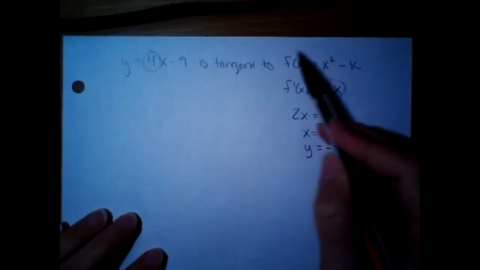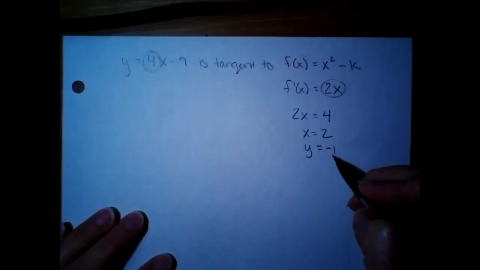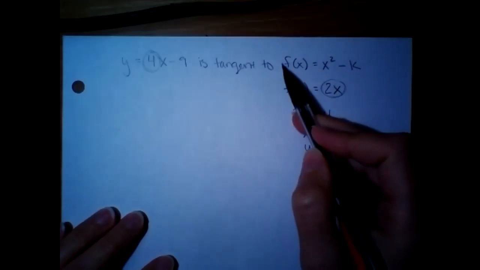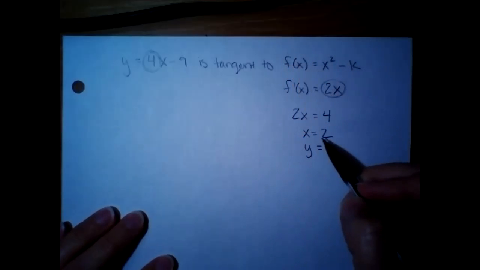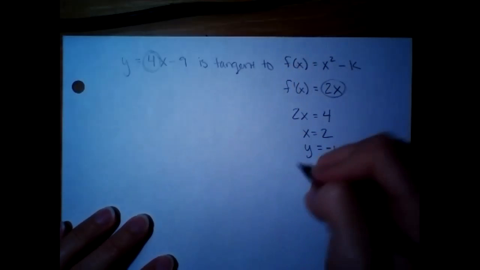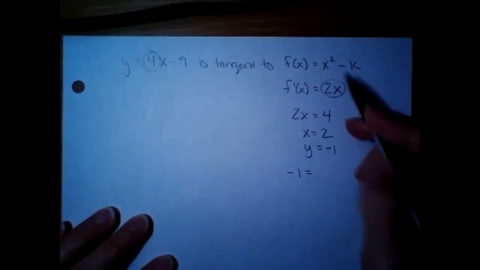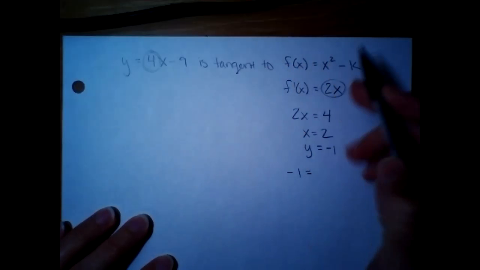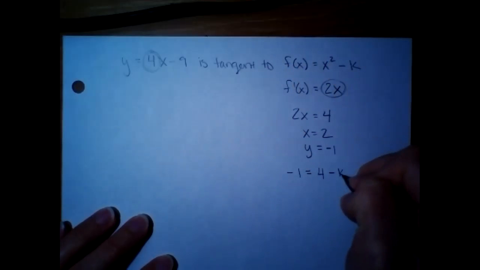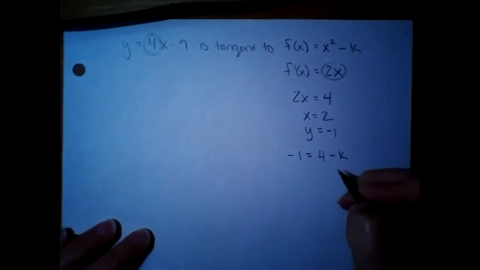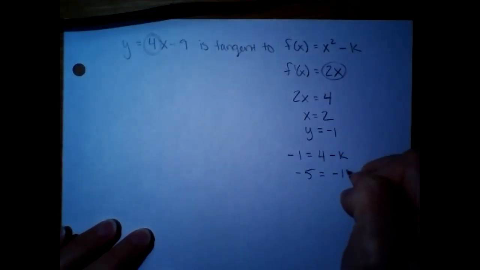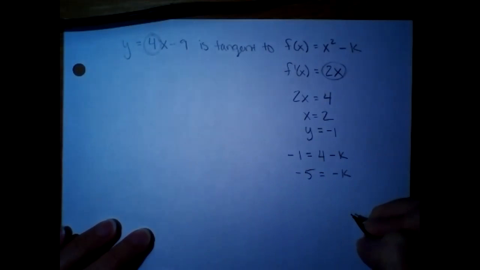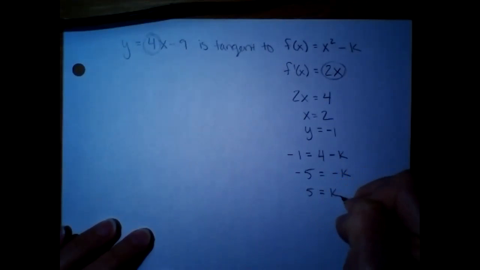And so in this function, I'm going to put in negative 1 for y, which would be the f of x, the output. So that'll be negative 1, and then I'm going to put in 2 for x. So we'll have negative 1 equals 2 squared is 4 minus k. And so we're going to subtract the 4 over. And so negatives cancel and k is 5.